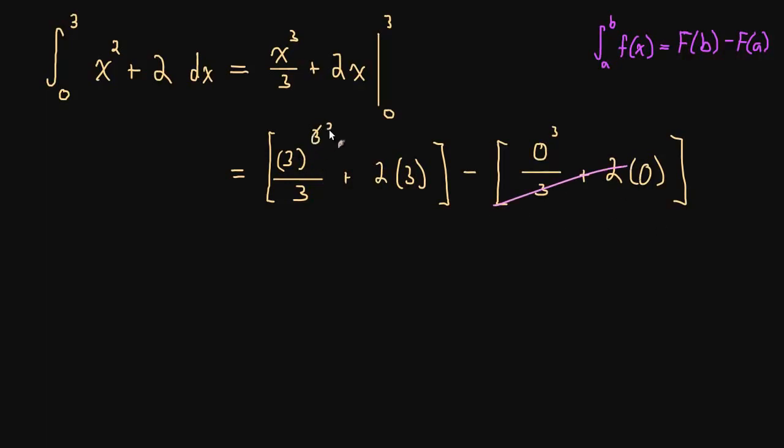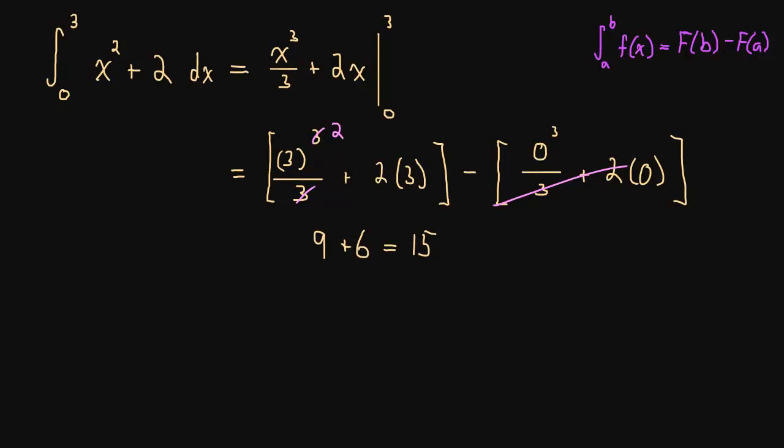3 cubed over 3 is really 3 squared, because we can cancel one of these powers in the bottom, since the base is 3. That's why we can do that. Or you could just evaluate it: that'd be 27 over 3, which is going to be 9. Same thing as 3 squared. Okay, so anyways, that's arithmetic. Back to calculus. 9 plus 6 is equal to 15.